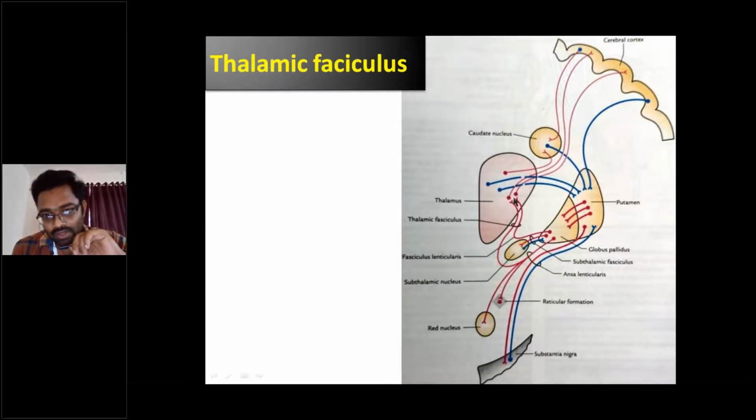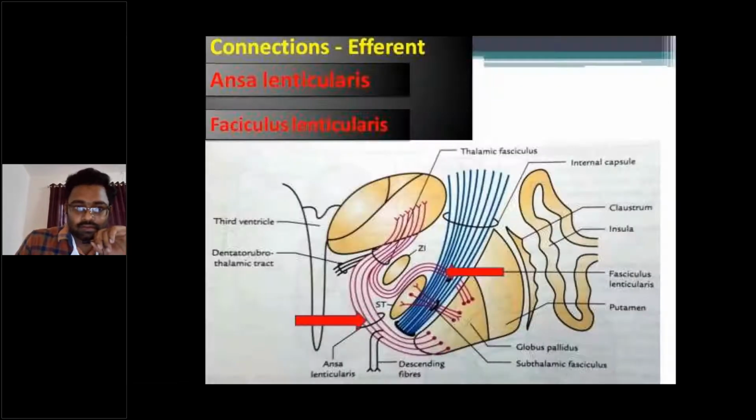So here caudate nucleus, thalamus, globus pallidus, this is the foramen, right? These fibers passing around the posterior limb of internal capsule are called ansa lenticularis. Next one, fibers passing through the posterior limb of internal capsule, sorry, this forms the fasciculus lenticularis, right? Fasciculus lenticularis.